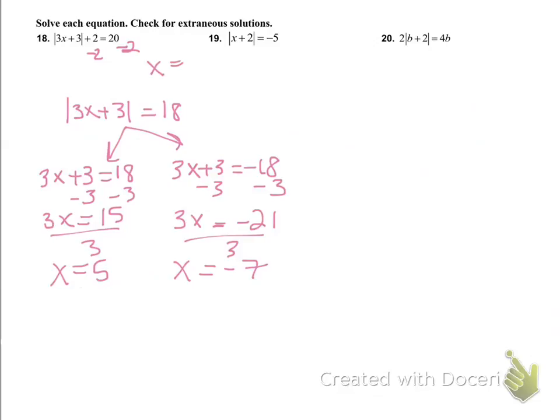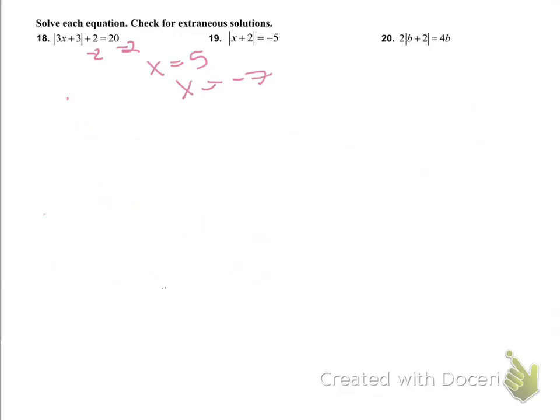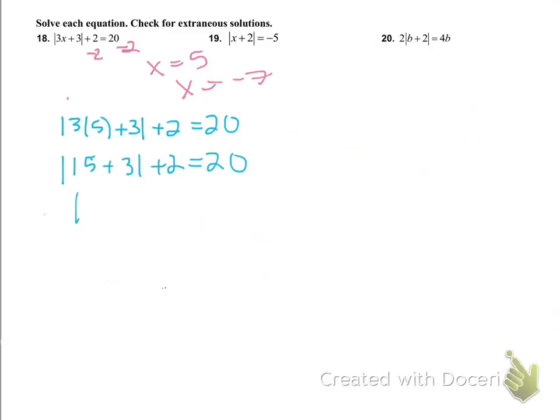So I'm going to rewrite it up here so that I can erase this. Okay, so I'm going to take that x out. I'm going to put, let's do 5 first, in. Remember, do it into your original equation. Work the inside first. 3 times 5 gets me 15. 15 plus 3 is 18. Absolute value of 18 is 18. 18 plus 2 is 20.